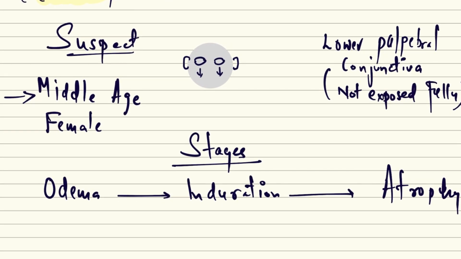Now, when the patient presents, when will we suspect that this patient might have systemic sclerosis or scleroderma? Usually these are middle-aged females who present to us, and when we try to look for pallor in their eyes and try to retract the lower eyelid, first of all, there is difficulty in retracting the lower eyelid, and you will not be able to expose the lower palpebral conjunctiva completely. So as you go to see the pallor, if you have difficulty retracting the lower eyelid, you will suspect that this might be a case of scleroderma.